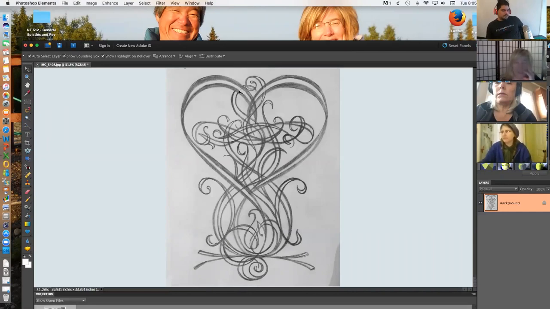I erased the lines in the ribbon part. I was supposed to erase this line, but I didn't. That's okay. Because I wanted that feeling of it cupping around, like it cupping the cross.